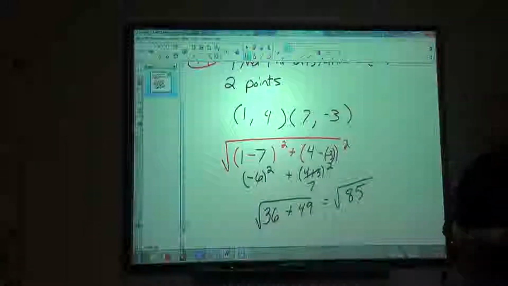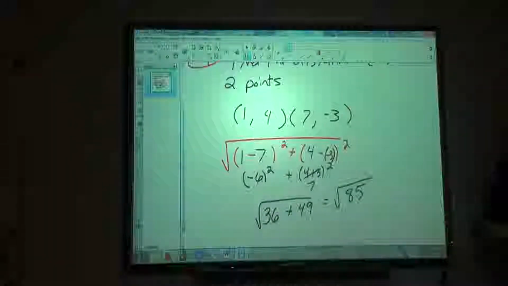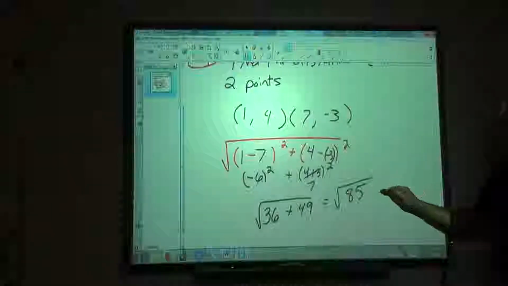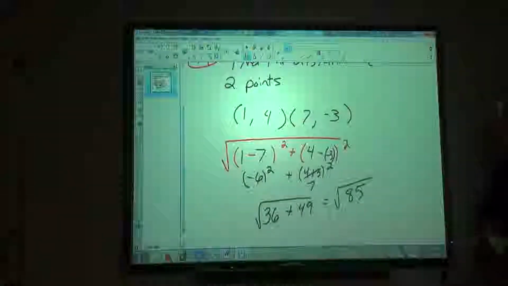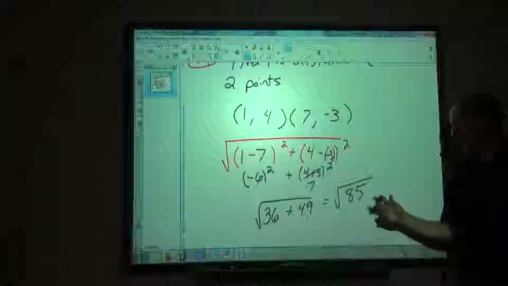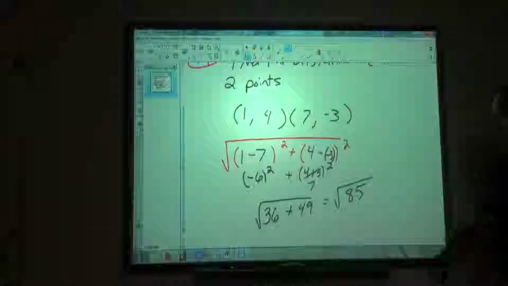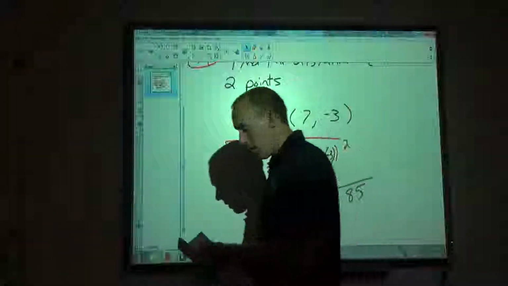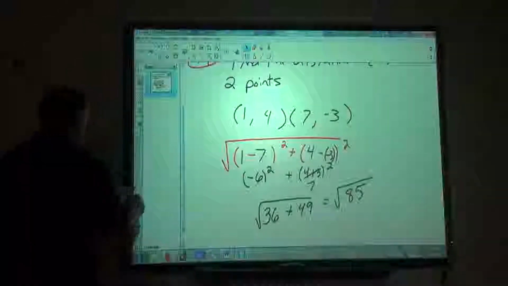What's 85 divided by 5? Just to see if there's anything else. There's probably not, but 17. Okay, 17 is not perfect. If there was a perfect square, then you would reduce that. Okay, so that would be my distance. Questions on that? All right.